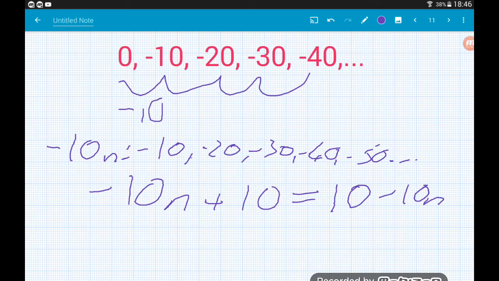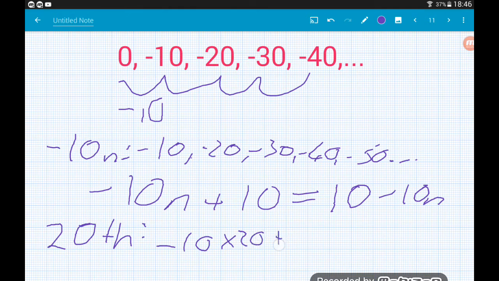So let's say for this one we were asked to work out the 20th term. Then I'm going to use the first form of our nth term here, this one on the left. So we're going to get minus 10 times 20 plus 10. Now minus 10 times 20 is going to give us minus 200 plus 10, and that's going to give us minus 190.